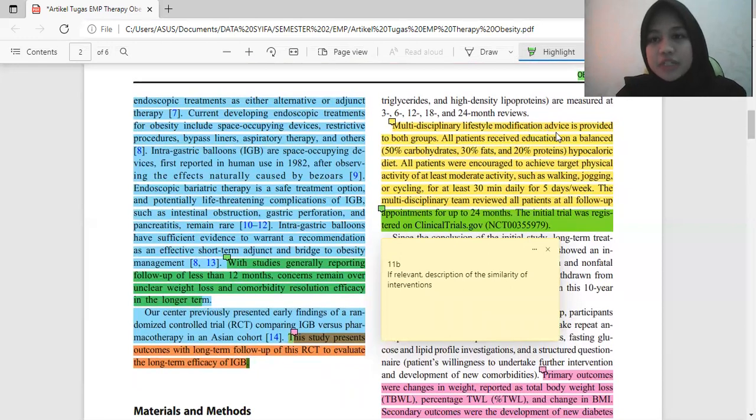multidisciplinary lifestyle modification advice is provided to both groups. All patients received education on a balanced diet of 50% carbohydrates, 30% fats, and 20% proteins, hypocaloric diet. All patients were encouraged to achieve target physical activity of at least moderate activity such as walking, jogging, or cycling for at least 30 minutes daily for 5 days per week. The multidisciplinary team reviewed all patients at all follow-ups. So number 11B is available.